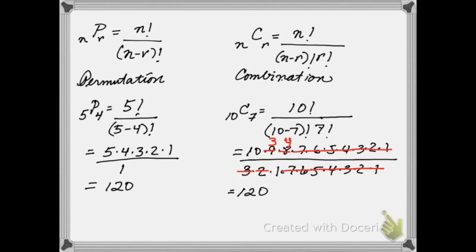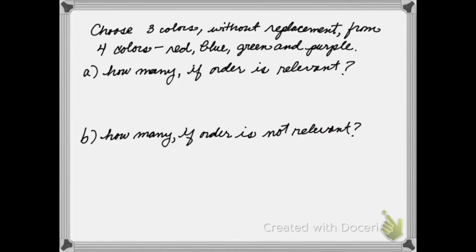So those are just two operations, and we'll look at how those apply to what we've been looking at already in this one here. Here I'm going to choose 3 colors without replacement from 4 colors. So I'm going to choose 3 of these colors here: red, blue, green, and purple. How many ways are there to choose 3?